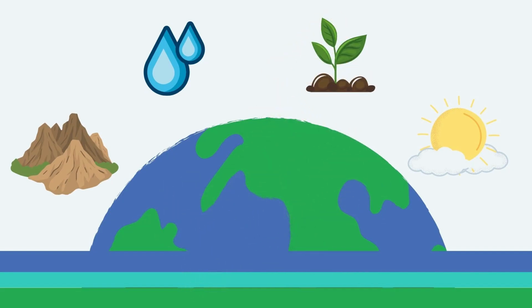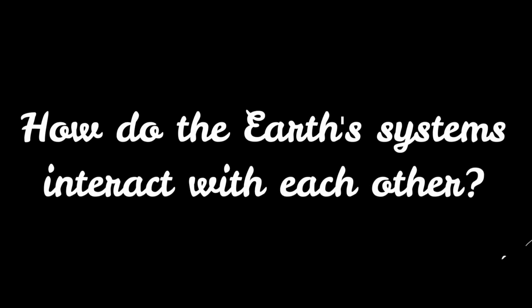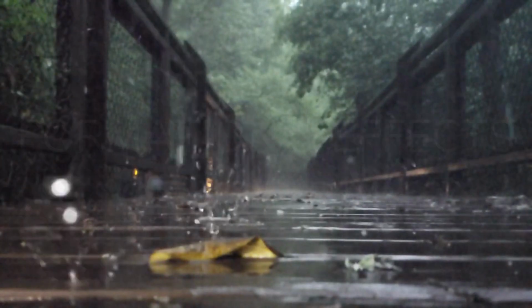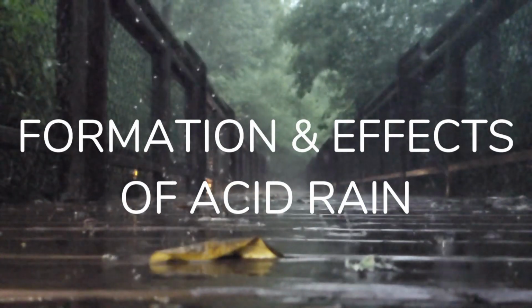A while ago, we learned about the four spheres of the Earth, and together they make up both the living and non-living components of our planet by interacting with each other. So the question is, how do the Earth's systems or spheres interact with each other? I'll be presenting an example to further illustrate the topic. The example that I will use will be the formation and effects of acid rain.